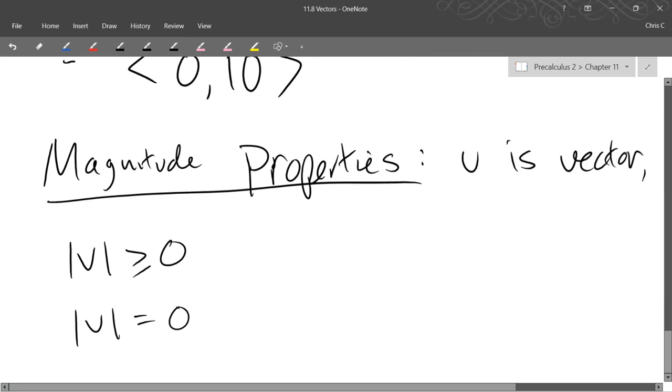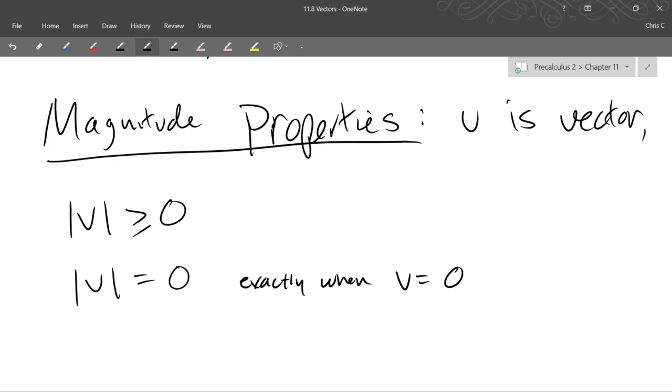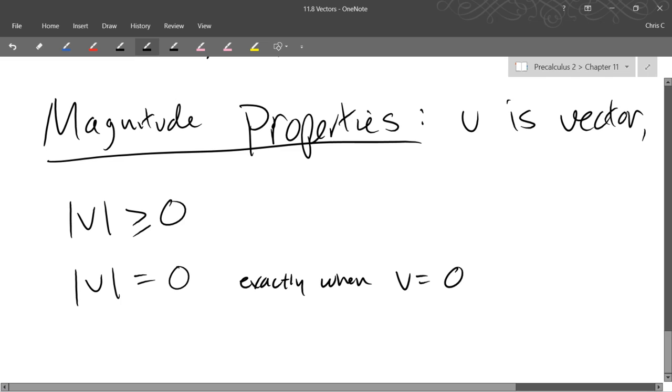So that rule down here, if your magnitude is zero, that happens exactly when now I want to write the zero vector. So if I just write v equals zero like this, it looks like v is a number. So what I'm going to do instead is make the zero extra bold. And what I mean by that is the zero vector.